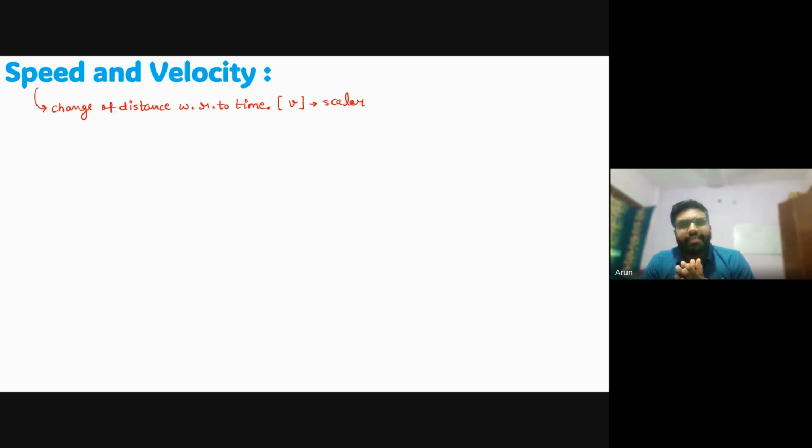So speed is only the measurement of change of distance with respect to time. But what if I add the direction with it? What does it become? It becomes the velocity. Simple. Okay. So we can say that velocity is the change of displacement with respect to time.